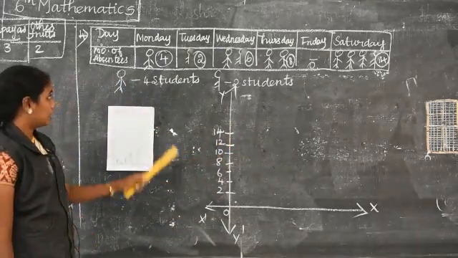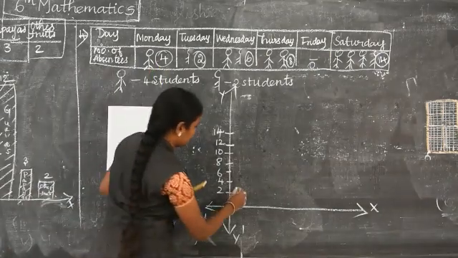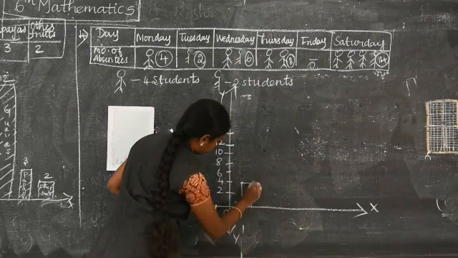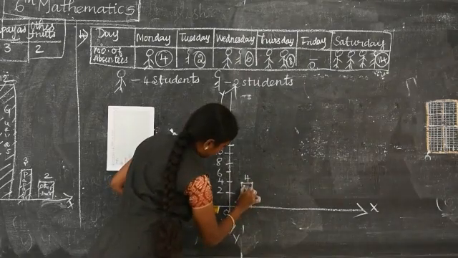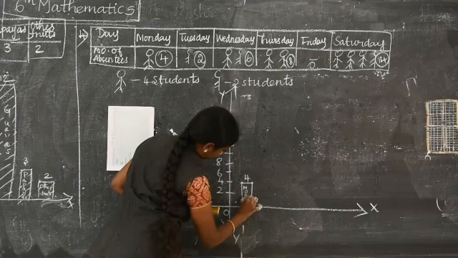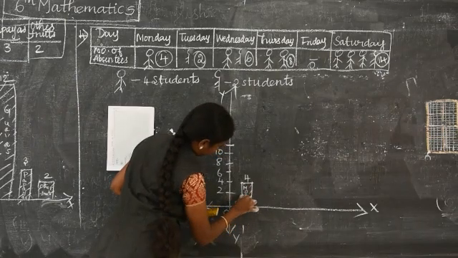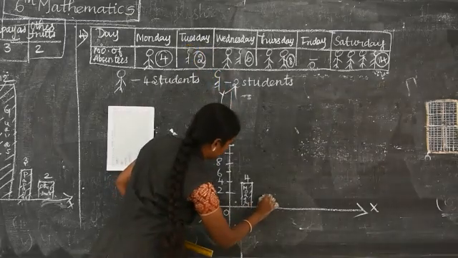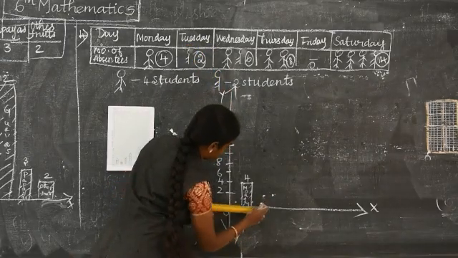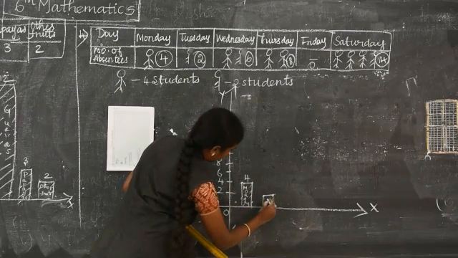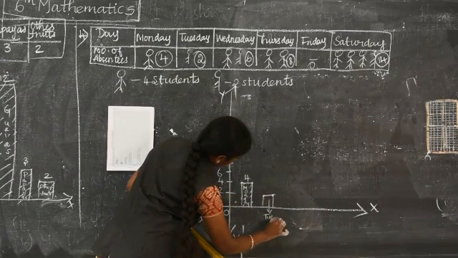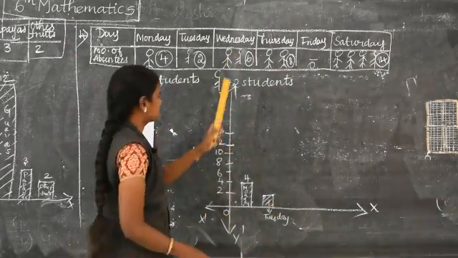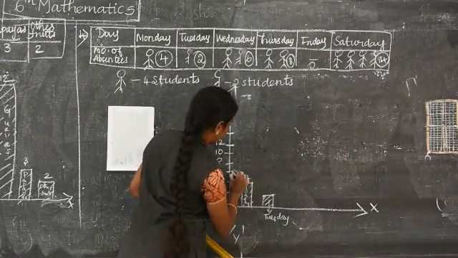Now I am going to draw the bar graph. Monday is 4. Leave 1 box. First we will keep the dot at 4. Write as Monday. Next is Tuesday, which is 2. Leave one box, measure it properly, write Tuesday here, shade it. Next is Wednesday, which is 6, here we have the 6.